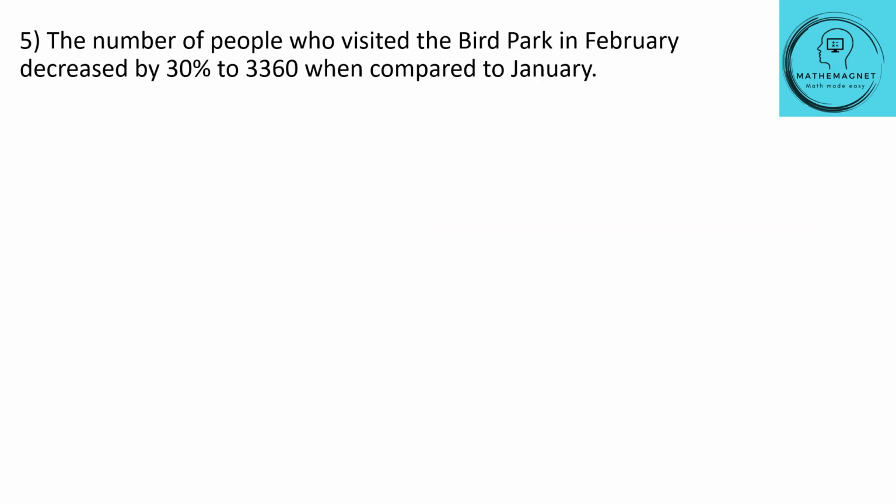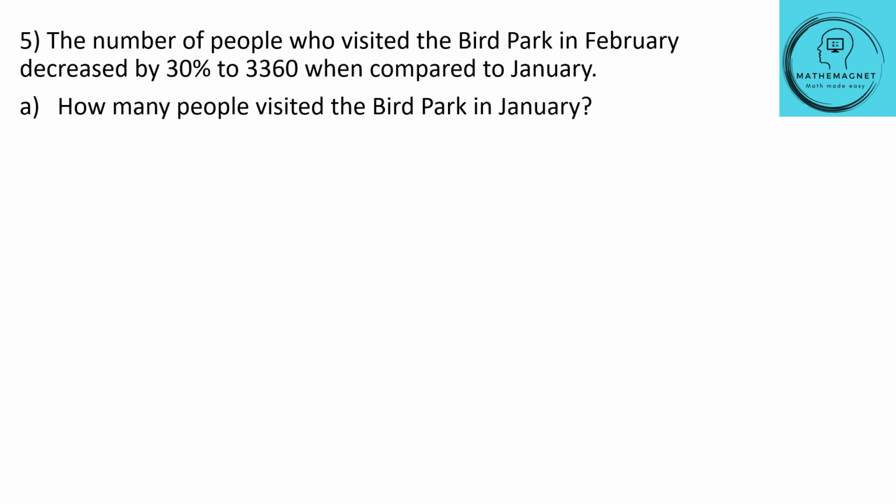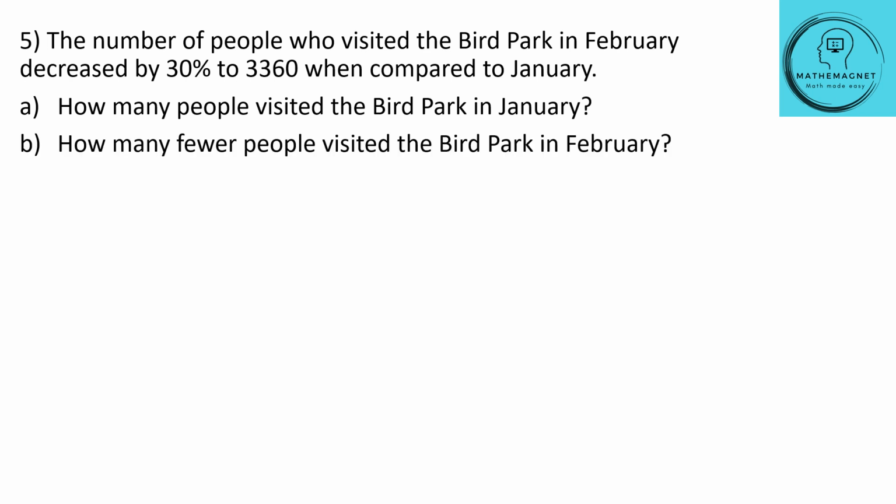The number of people who visited the bird park in February decreased by 30% to 3360 when compared to January. Now question A: how many people visited the bird park in January, and how many fewer people visited the bird park in February? So what has happened here is, in January a certain number of people visited the bird park, and in February the number of people who visited has reduced compared to January by 30%.